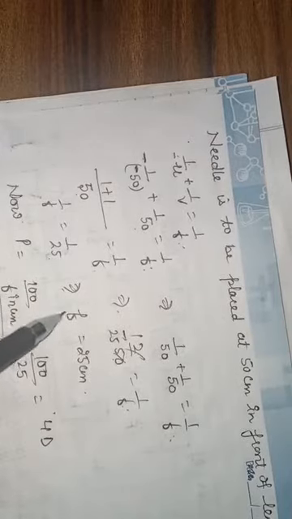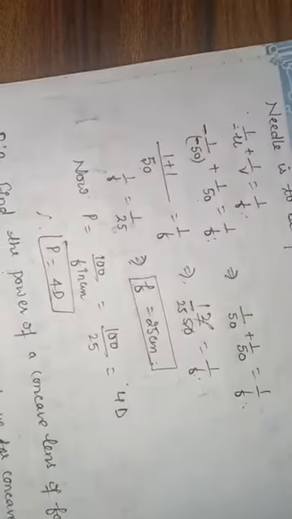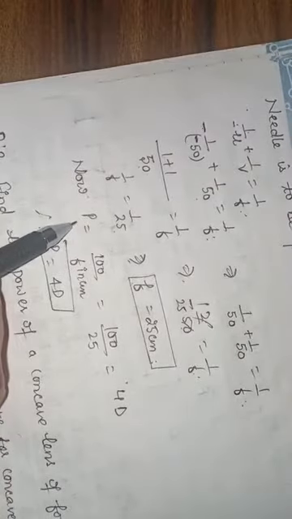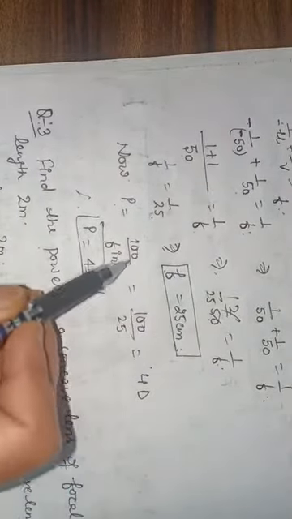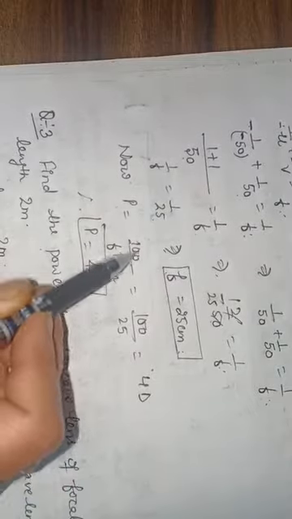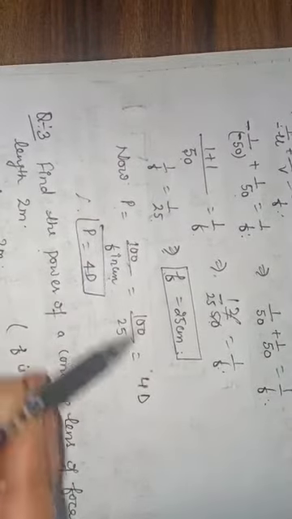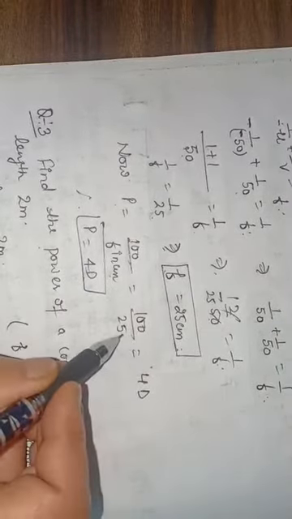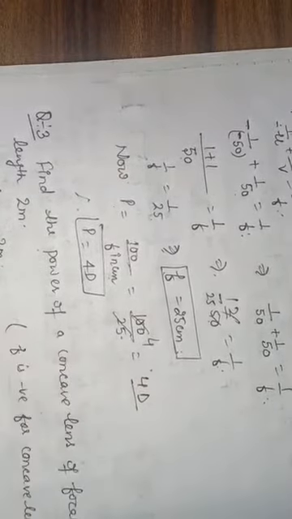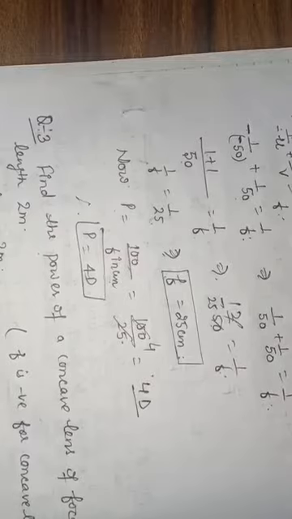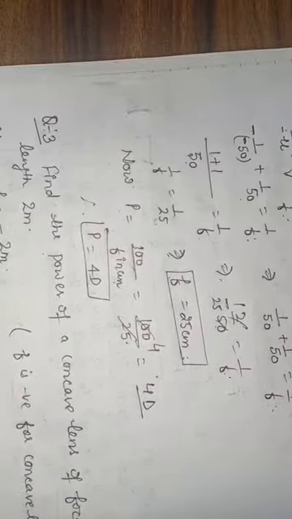So the value of focal length is 25 centimeter. Now we want to calculate the power of the lens. So power of a lens is equal to, this is in centimeter, then we will use the formula for centimeters, that 100 upon f in centimeter, then 100 upon 25, that is equal to 4 diopters. Therefore the power of the lens is equal to 4 diopters.